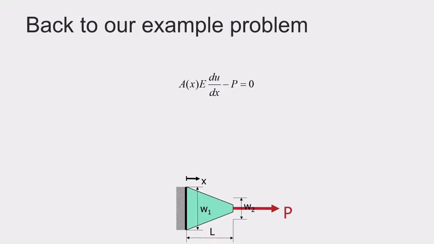Because first I want to go back to the basics and to state again the differential equation of this problem, which is d/dx of A(x) times E du/dx, minus p, is equal to 0. Since we have a differential equation, we also have a boundary condition. And that is when x is equal to 0, u is also equal to 0. So now we have the boundary condition and the differential equation. So now the idea is that I have to find out the displacement u that satisfies the differential equation and the boundary condition.